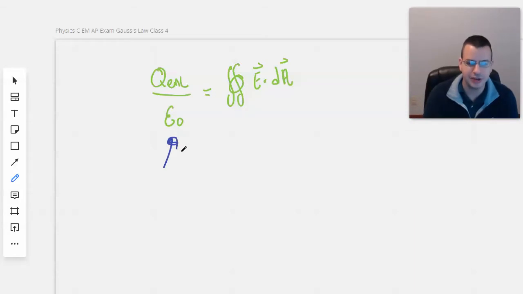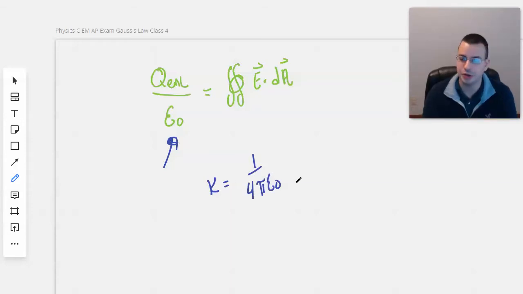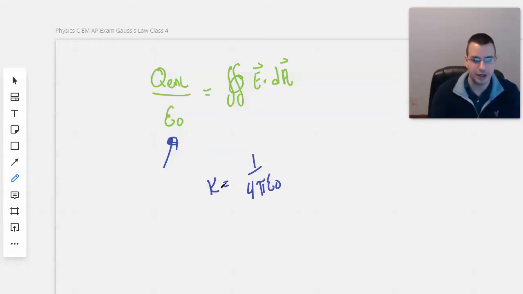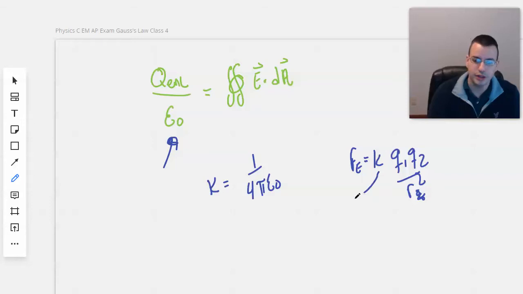Epsilon naught, I don't think you've seen epsilon naught, but you kind of sort of have, because K is also equal to 1 over 4 pi epsilon naught. And K is Coulomb's constant. I think K is Coulomb's constant. Maybe epsilon naught is. I should know that. It's okay. Not important. So remember when we had Coulomb's law, we had electric force equals K Q1 Q2 over R squared. This K right there was 1 over 4 pi epsilon naught.